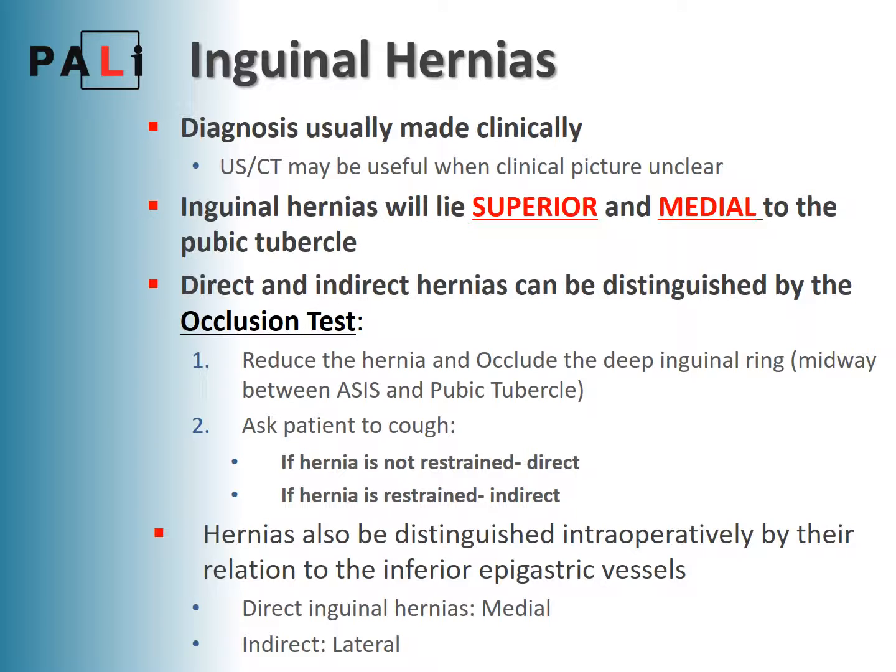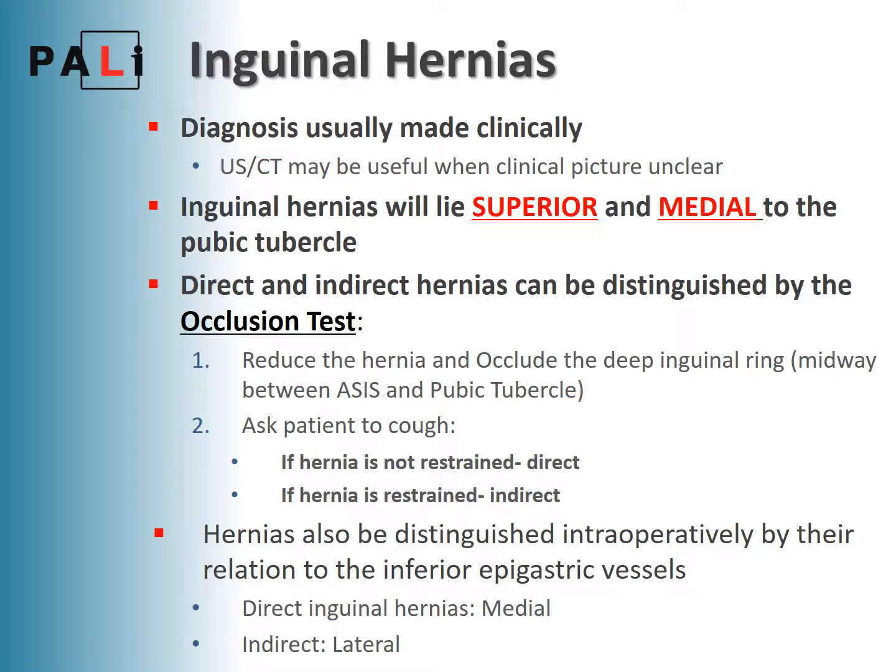Inguinal hernias can be differentiated from femoral hernias by their relation to the pubic tubercle. Inguinal hernias will always lie superior and medial to this. In addition, it is possible to distinguish direct and indirect hernias by the occlusion test, which relies on the fact that indirect inguinal hernias will protrude through the deep inguinal ring to enter the inguinal canal.